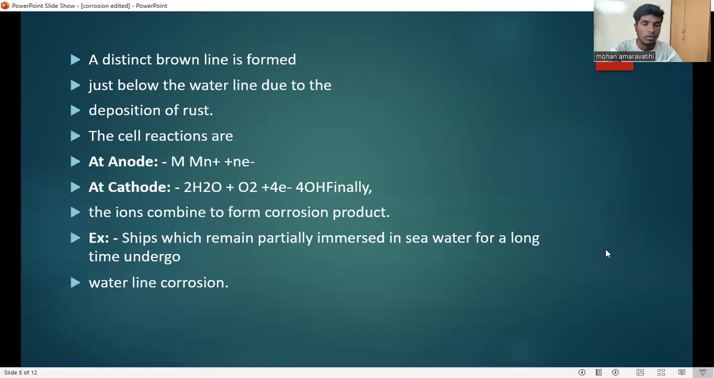A distinct brown line is formed just below the water line due to the deposition of rust. The cell reactions occur at the anode and cathode, and finally the ions combine to form the corrosion product. Example: ships which remain partially immersed in sea water for a long time undergo waterline corrosion.